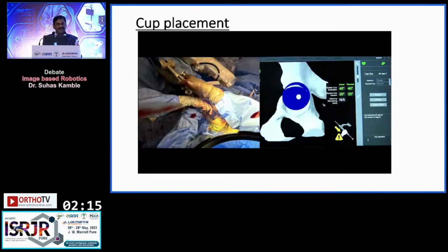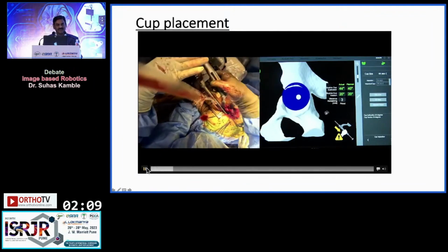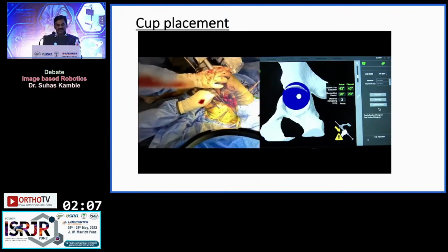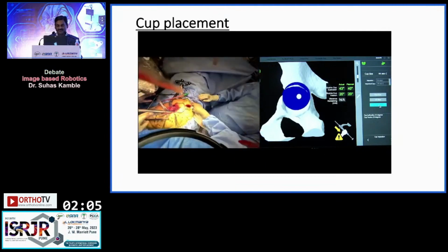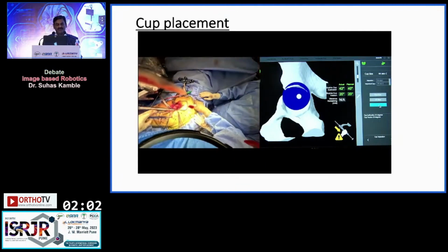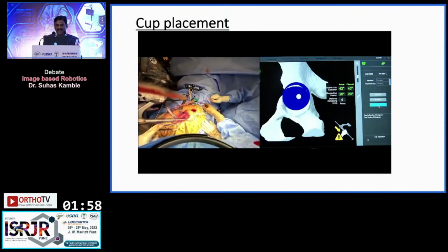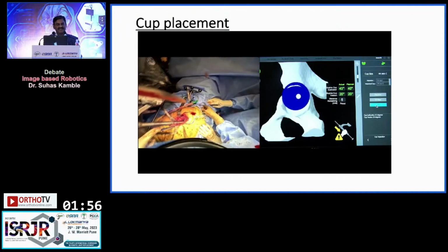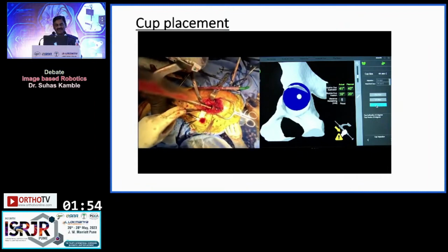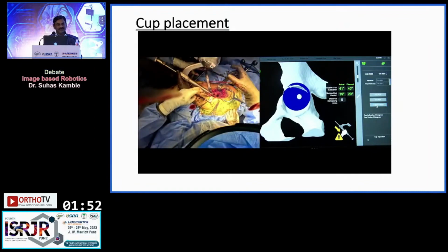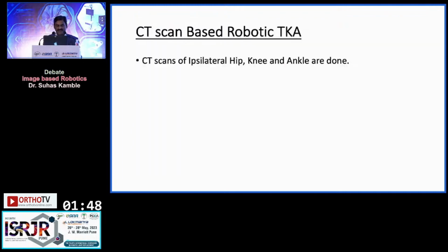The cup placement is also helped by the robot. The robot doesn't let us place the cup more than 1 degree and 1 millimeter off what we have planned. And we can come to know in real time how much is the inclination and anteversion and how proud the cup is. It tells us that now it is 5 mm proud. After impaction, it is becoming 4 mm proud, and that way it tells us where it is being placed.